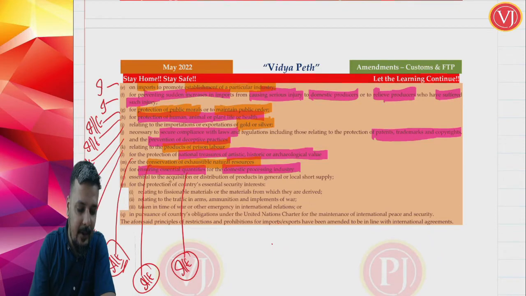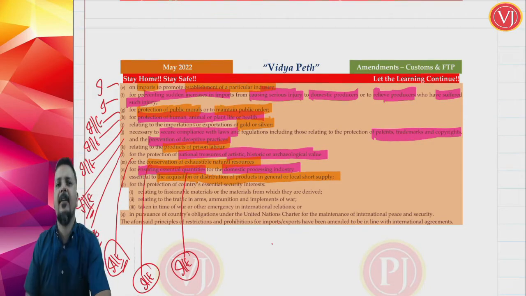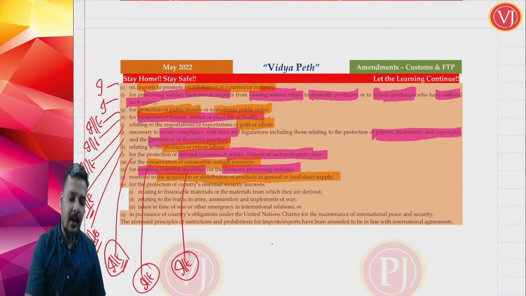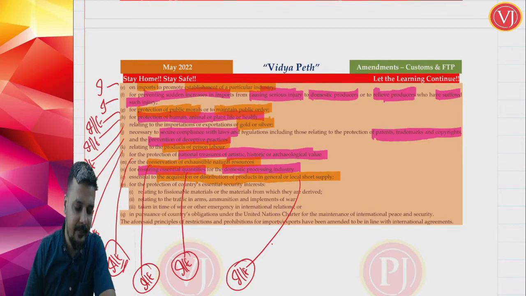Next is restriction or prohibition essential to the acquisition or distribution of products in general or local short supply. Again the same, if at all there is a local short supply, the government can always tell that we are not interested in export of that particular product. Though it pertains to both import and export, the focus is much on the export side.